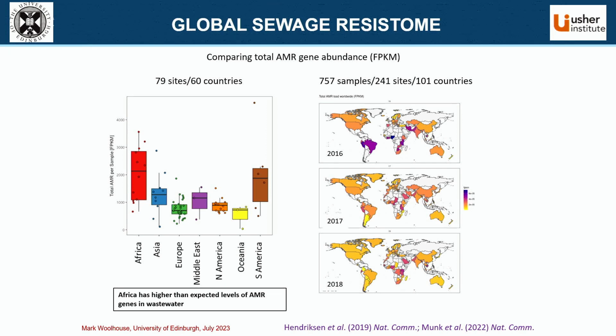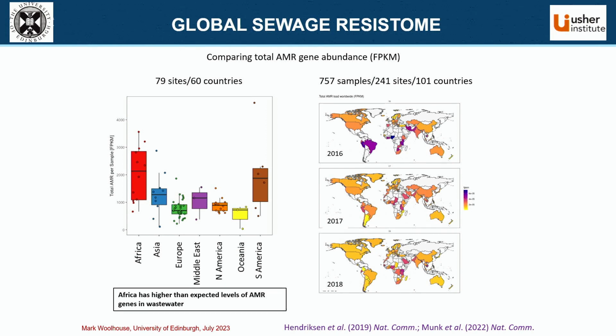And the surprising result for us there is in red. The highest numbers of AMR genes in the sewage samples are coming from Africa, even though we know that Africa has much lower usage than anywhere else. Europe is actually doing quite well on this particular measure. So Africa has higher than expected levels of AMR.